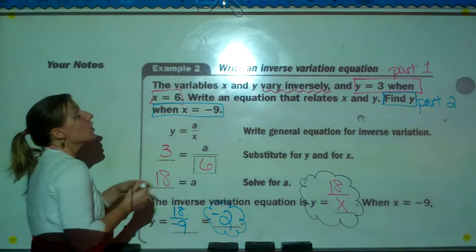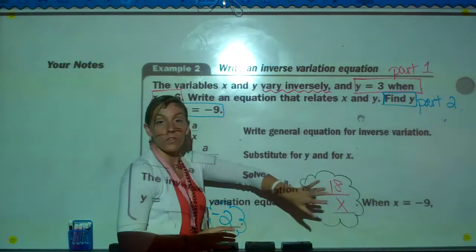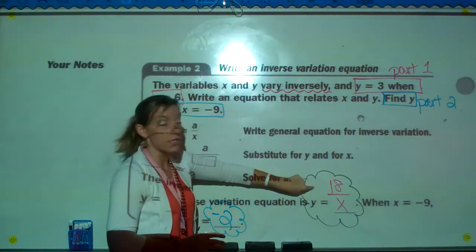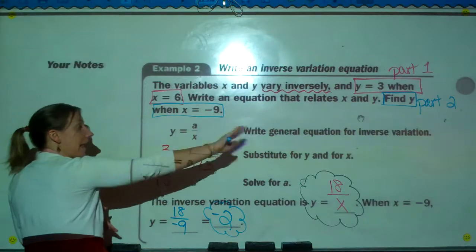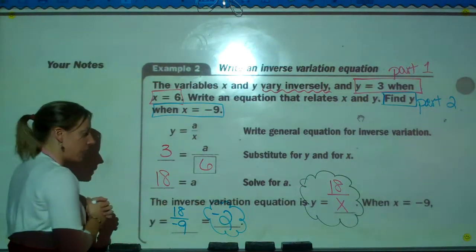So you put in the first pair of numbers that helps you find that general equation. This is the inverse equation, and then we can answer the rest of the problem where you put in a new value to get out a new value.